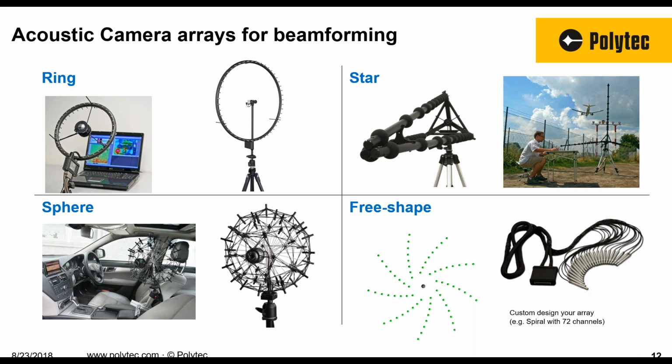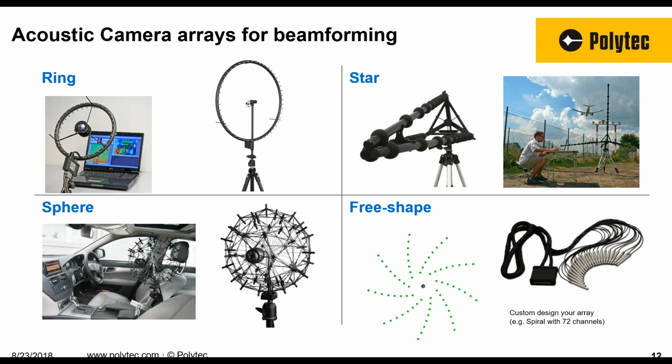The top right is a star array. This is generally used for free field measurements, larger distances or farther distances, lower frequencies, very useful for far field measurements.